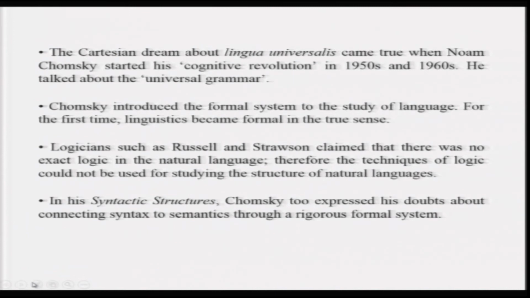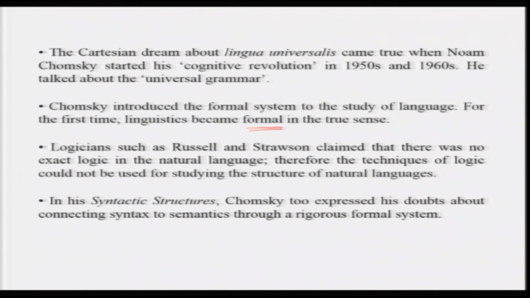The Cartesian dream about lingua universalis came true when Noam Chomsky started his cognitive revolution in the 1950s and 60s. He talked about the universal grammar. So the moment you talk about the universal grammar, you assume that yes, there is some kind of lingua universalis. Chomsky introduced the formal system to the study of language. For the first time, linguistics became formal in the true sense. We'll explore the meaning of this word formal anyway in the very second session of this course.